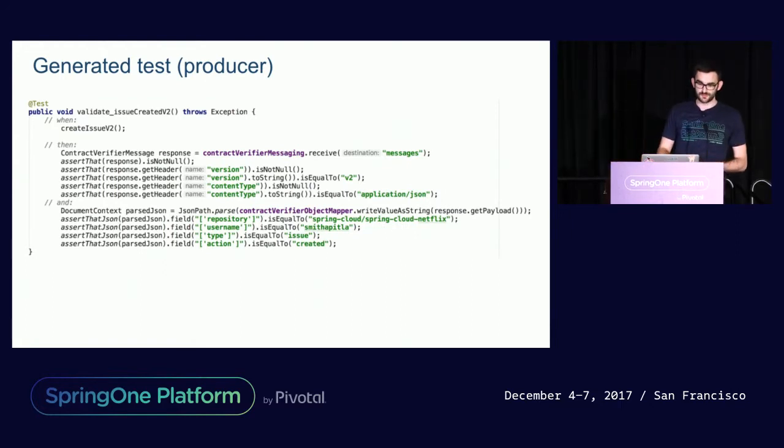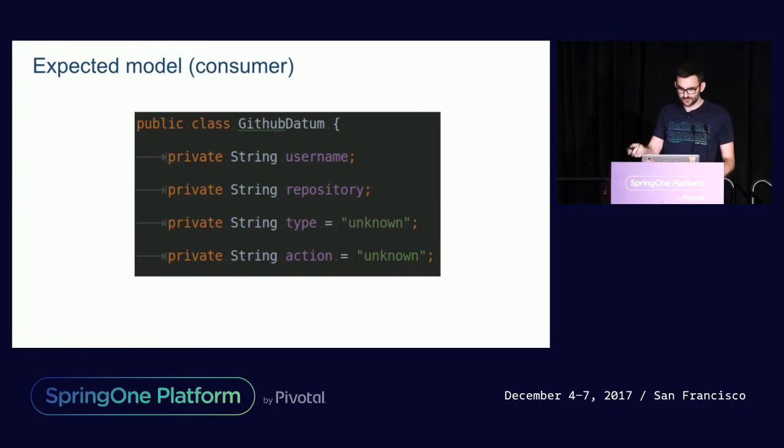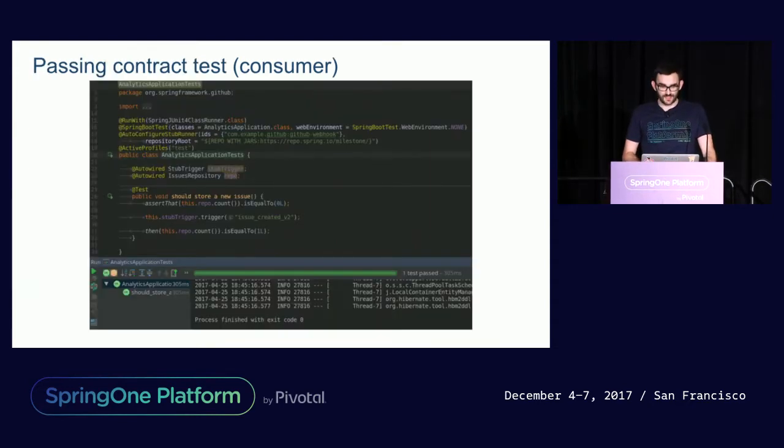So we said that if the method createIssueV2 is executed, a message will be sent. So the test checks if there is a message sent to a destination messages, and whether the response contains in the body username and repository fields, right? Because if you provide this in the contract, we need to check it. So the consumer creates a POJO saying, okay, username repository, that's what you said in the contract, so I trust you. And now we write a test.